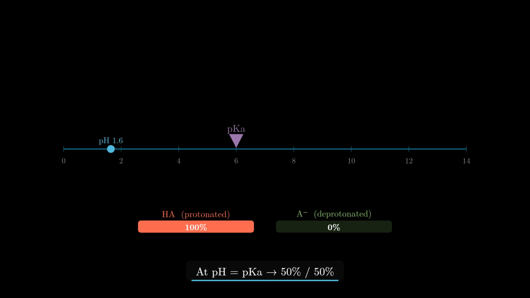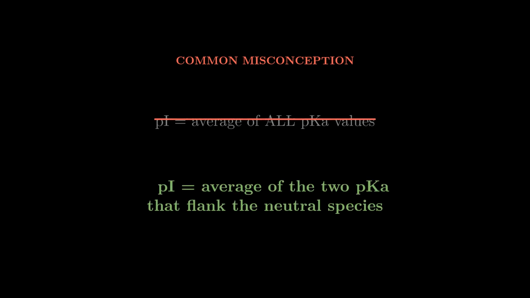Now the single most common mistake, and I want to kill it right now. Students learn that the isoelectric point, the pI, is the pH where net charge is 0, and they assume you get it by averaging all the pKa values together. That is wrong. The pI is the average of only the two pKa values that sit on either side of the neutral, zero-charge species. For a simple amino acid, those happen to be the only two you have. But the moment a side chain gets involved, you have to find the neutral form first, and then average the two pKa's that bracket it. Frame it that way, and you'll never miss a pI again.